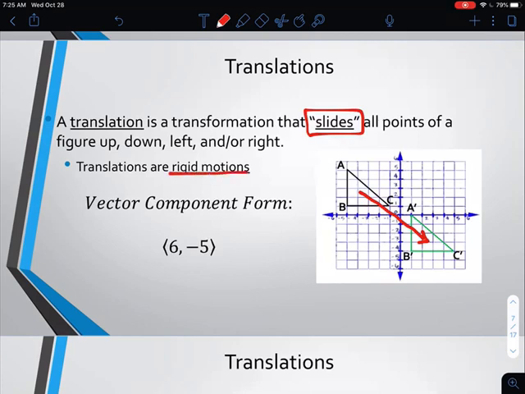Translations don't change the size of an object. So those are rigid motions. Like we said, this is going to be a term we see a lot. It's a rigid motion, which means we don't change the size.